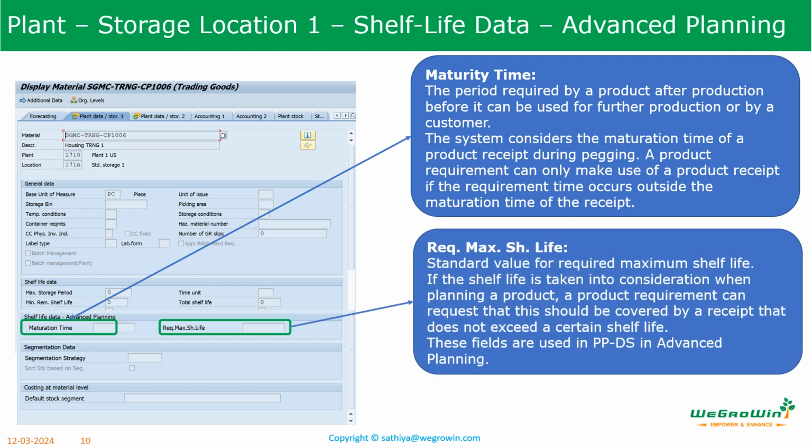And then we have required maximum shelf life. This is the standard value for required maximum shelf life. If the shelf life is taken into consideration when planning, a product requirement can request that it should be covered by a receipt that does not exceed a certain shelf life. For example, for a material, when you are using it, we need at least 30 days of shelf life. Then the system will check whether the remaining shelf life is 30 days. Then only it can be used. If it is only 25 days, the system will not allow it to be used. These fields are used in PPDS in advanced planning.